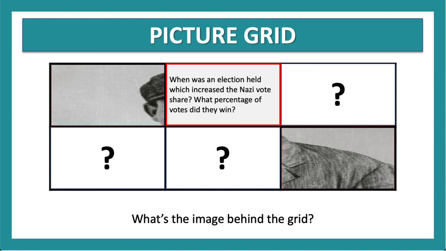Okay, next question, please. Now, when was an election held which increased the Nazi vote share? What percentage of votes did they win? Now, I remember a couple of weeks ago, we were looking at certain percentage victories. And I forget which student it was, but they actually got the right percentage for this election, but believed it applied to the 32 one. So, quick election after the February Reichstag fire, when was it held and what percentage of votes were won?